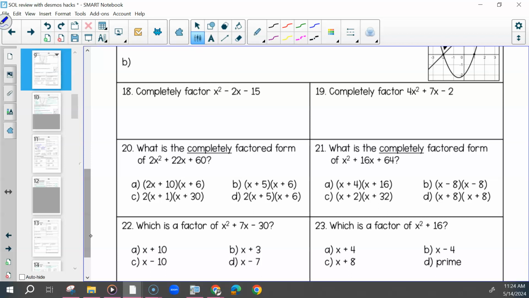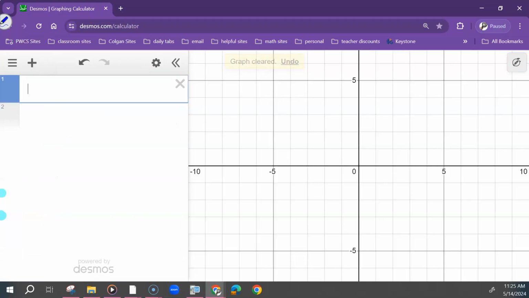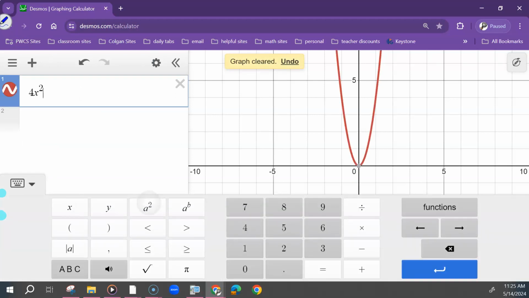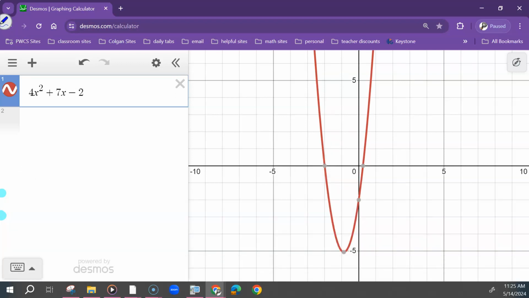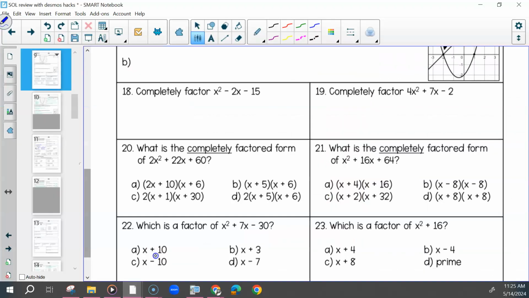You could do this a couple of ways. You could put this into Desmos. Look at what those x-intercepts are and start with that and then kind of work your way backwards. So x equals negative 2 and 0.25. Write those both in factored format.